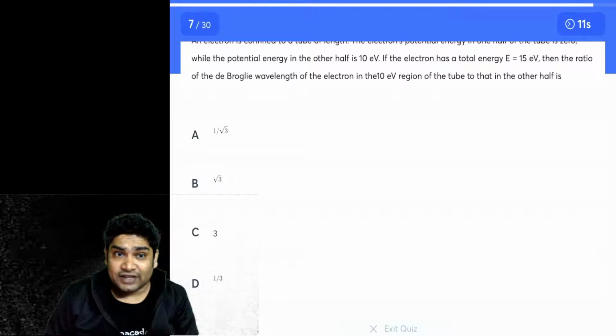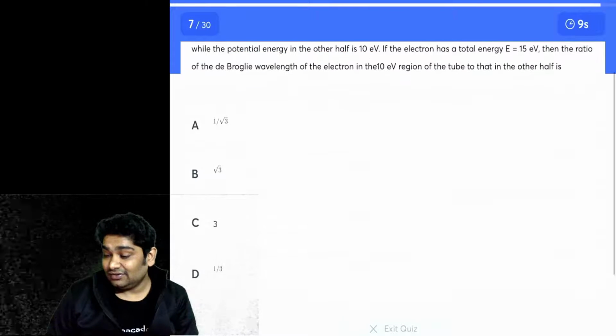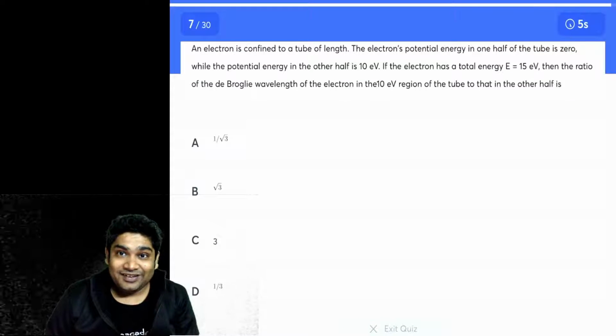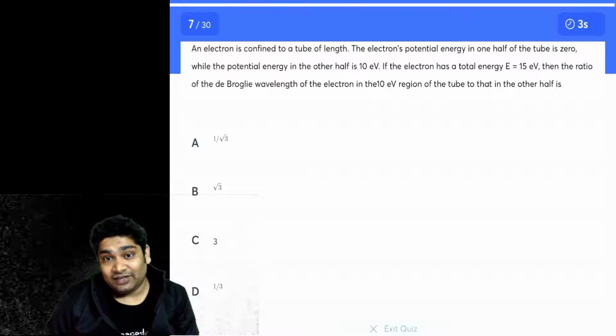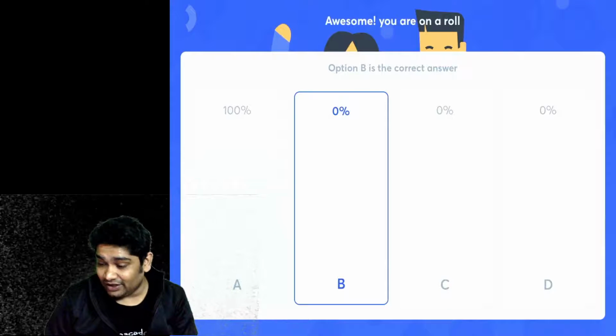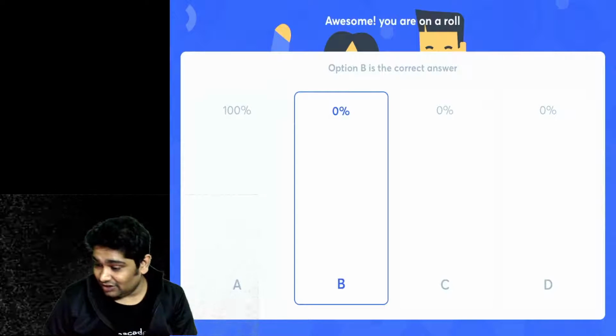So, last few seconds left. Again, a relatively easy question only. Your potential energies have been given, total energy has been given. You can find the kinetic energy. Kinetic energy can be related to momentum.